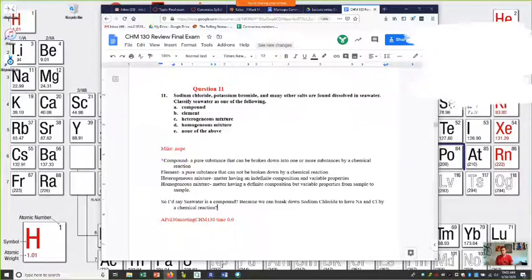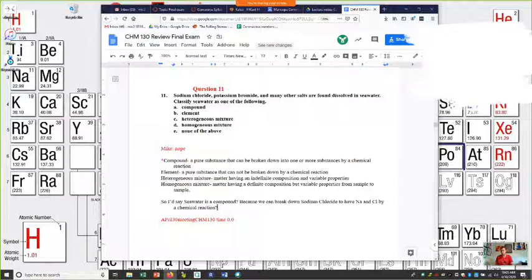So first off, really good in putting in the definitions. That's going to become important. But then let's go through and take a look at your answer. So you'd say seawater is a compound because we can break it down into sodium chloride and have sodium and chloride by a chemical reaction. So I would completely agree that sodium chloride is a compound that you could break down into individual elements.